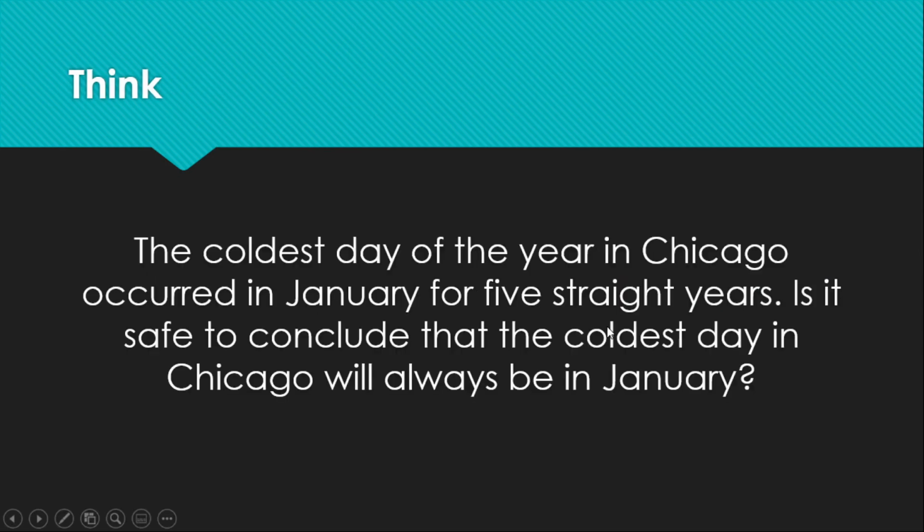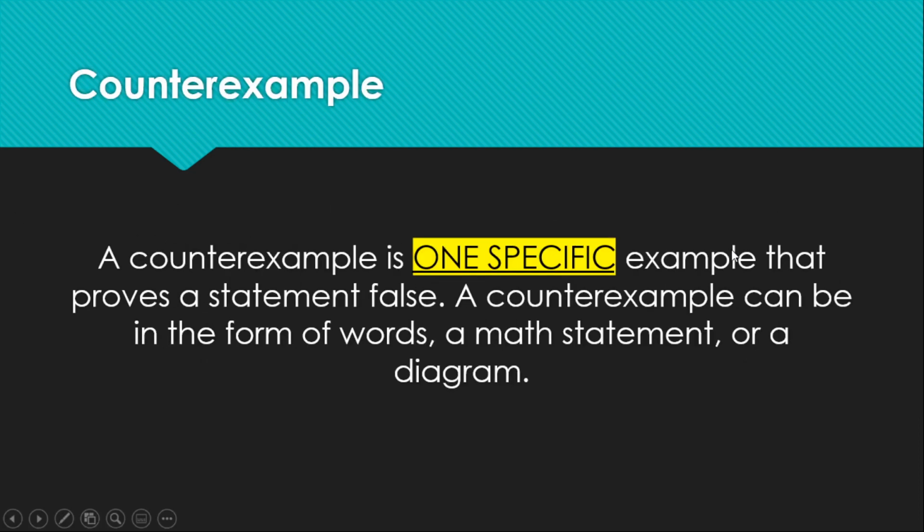What about this: the coldest day of the year in Chicago occurred in January 5 straight years. Is it safe to conclude that the coldest day in Chicago will always be in January? The answer? Well, not necessarily. You could say, yeah, it's safe, 5 years in a row, that means it's going to be. Well, what about December, February? A counterexample.